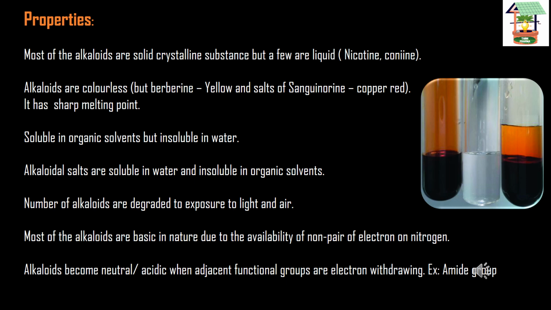These alkaloids are basic in nature, as we already know, due to the presence of a lone pair of electrons on nitrogen. And these alkaloids are neutral or acidic when adjacent functional groups are electron withdrawing. Already we have learned that these alkaloids are basic in nature, right? They can be neutral and acidic also when the functional groups are electron withdrawing. An example is the amide group.